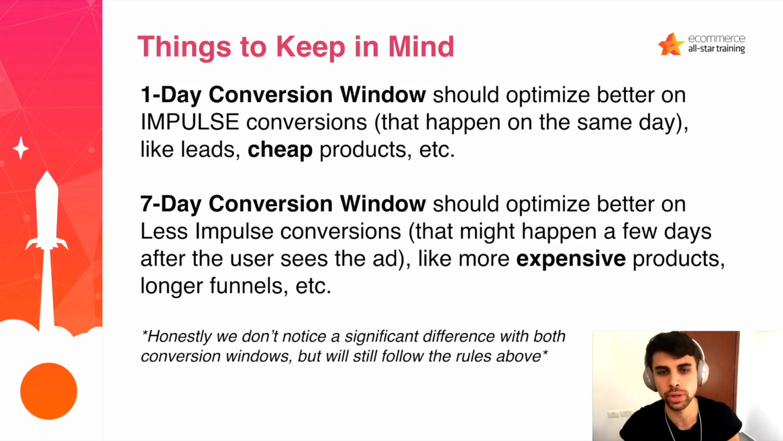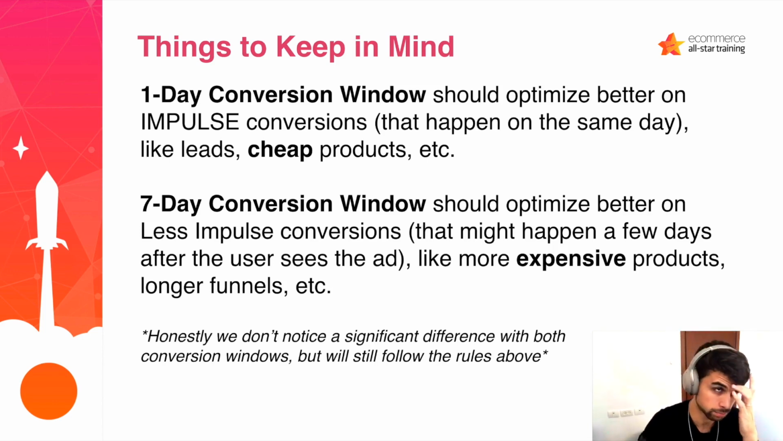Again, usually for any products below $70, there'll be impulse conversion, so you can optimize for a 1 day conversion window. But essentially, to be honest, we don't really notice a significant difference with either of them. We'll still follow these rules because we do notice a very tiny bit of difference. But don't freak out over this. Whichever you pick, it won't be a make or break moment. Okay, but I just wanted to make sure that this is clear.